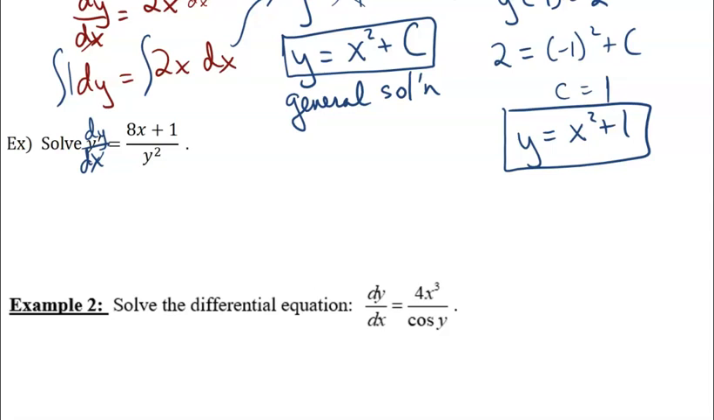So I'm going to multiply both sides by y squared and by dx. So I get y squared dy equals the quantity 8x plus 1 times dx. Those parentheses matter, okay? If I was multiplying and then subtracting 1 or adding 1 or something like that, then I would not be able to integrate it. So I do need to have this entire expression multiplied by dx to solve.